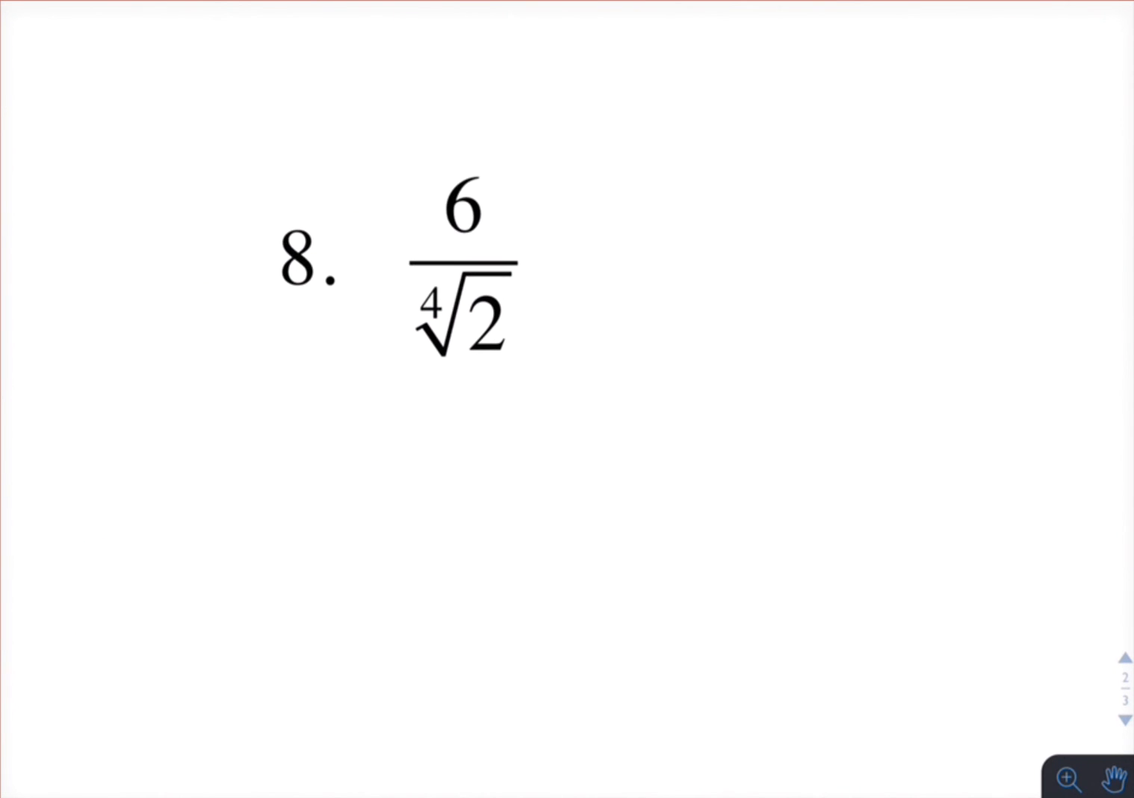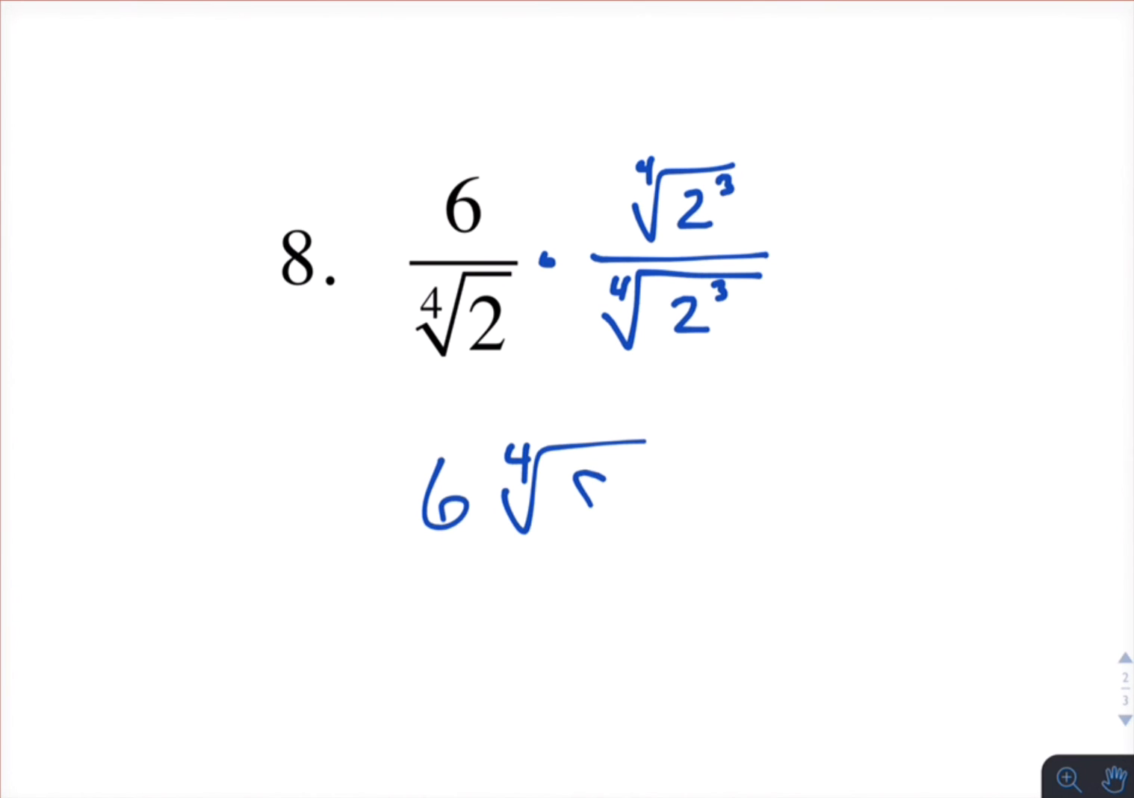Now in this problem I have a 4th root in the denominator, so that means I need a total of 4 2's down here. So I'm going to multiply by 2 to the 3rd. So the top is 6 times the 4th root of 8 over 2. We can simplify that to 3 times the 4th root of 8.